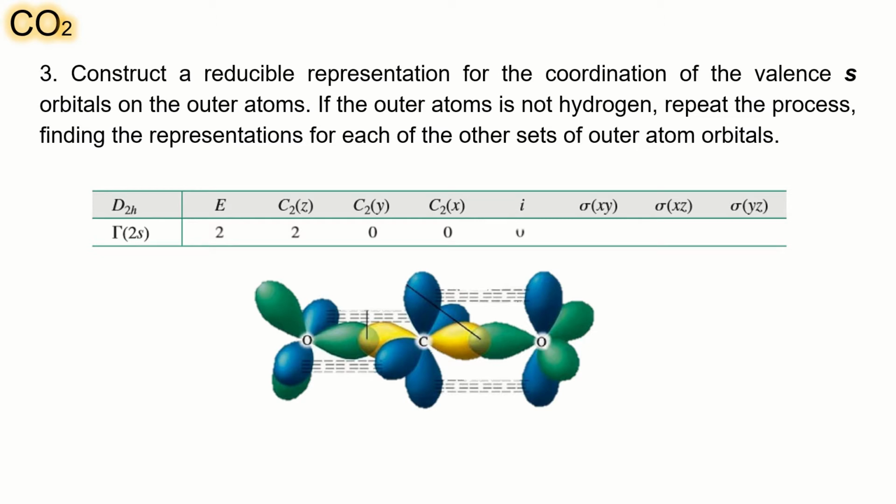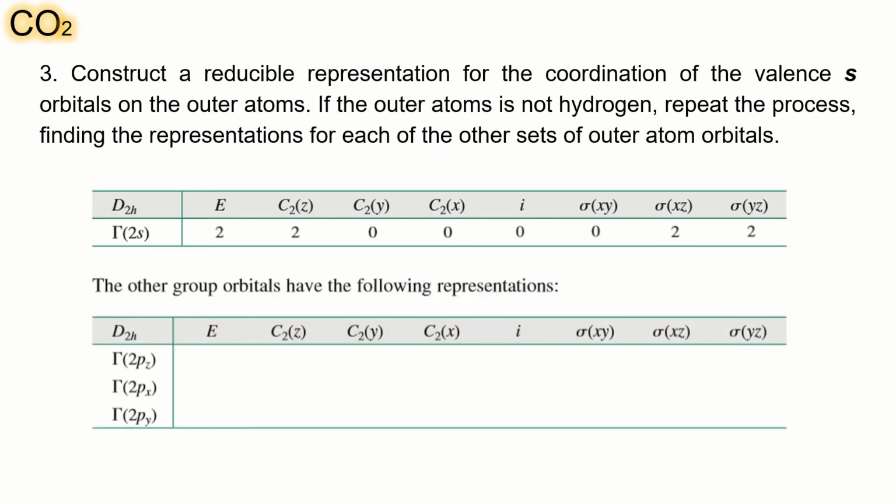Inversion also moves all the oxygens, therefore it obtains a 0 as well. Sigma xy bisects the molecule in half, so the oxygen gets reflected, leaving 0 unmoved. Sigma xz and sigma yz contain the oxygens in their reflections, so the oxygens do not get moved, therefore they get a 2. If you want, you can stop the video and work on the pz, px, and py representations for practice, and then continue to check the answers. Okay, we will continue now.